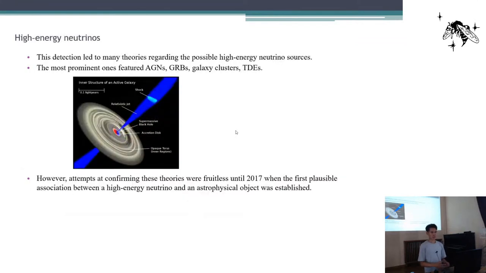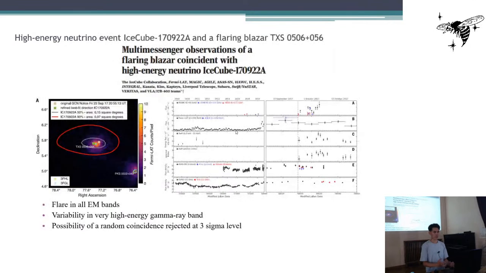This detection led to many theories discussing possible sources of such neutrinos. The most prominent ones of them featured active galactic nuclei, gamma ray bursts, tidal disruption events, galaxy clusters, and so on. However, attempts at confirming these theories were fruitless until 2017, when the first plausible connection between a high-energy neutrino event and an astrophysical object was established. These were the high-energy neutrino event IceCube-170922A and the flaring blazar TXS 0506+056.